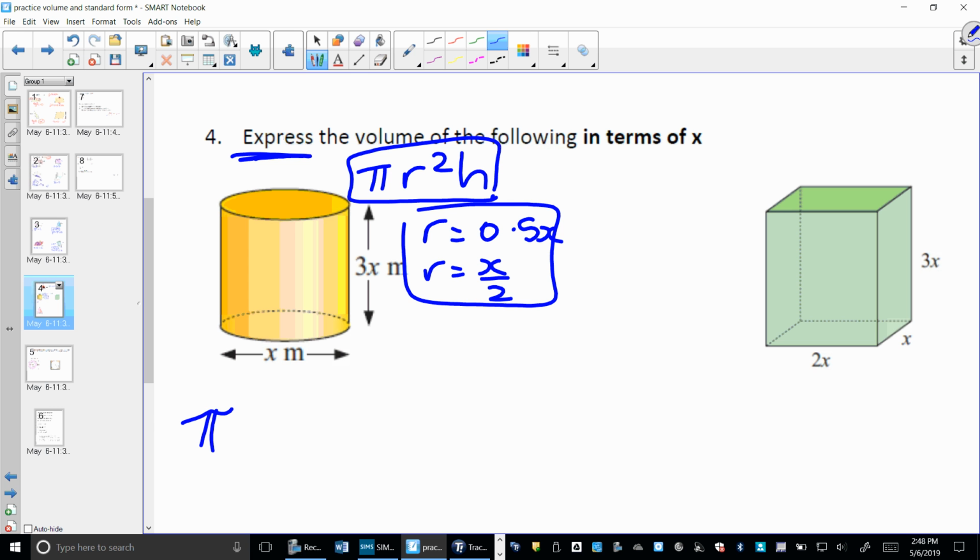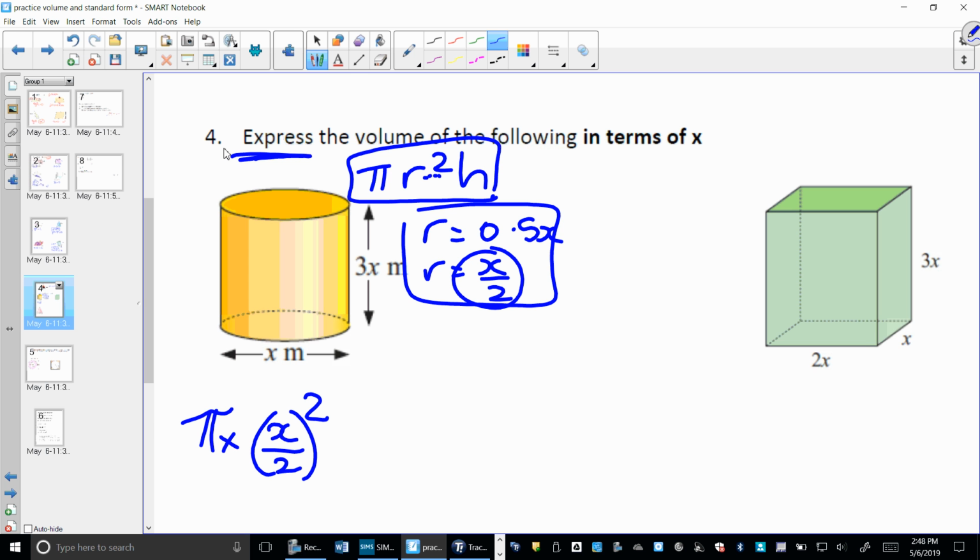Listen to what I said. You're going to write your answer in terms of x. So do not panic. We've got x over 2. I'm going to keep with this one just because it's a little bit easier than having 0.5. But it was totally correct. So we multiply that by x over 2 squared, because remember our r has to be squared.